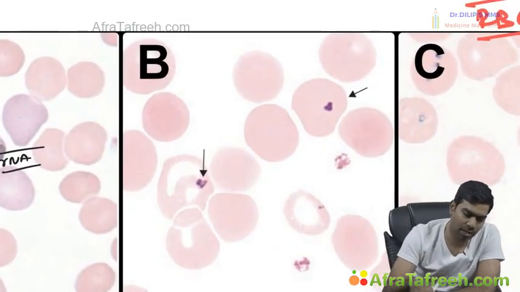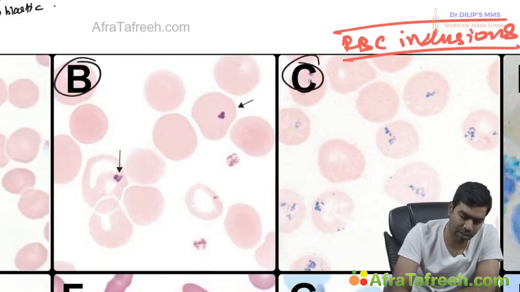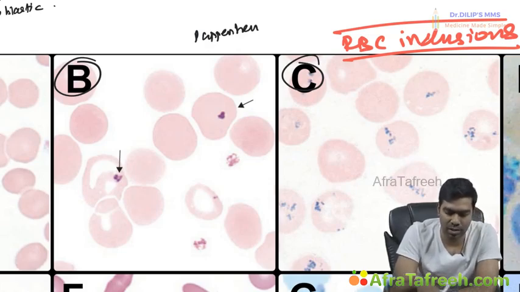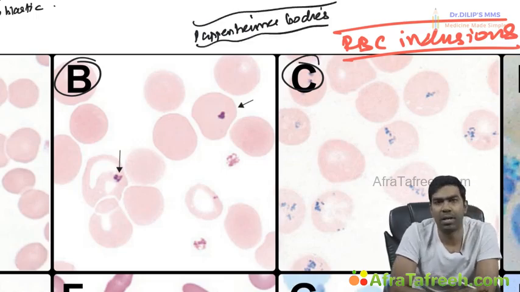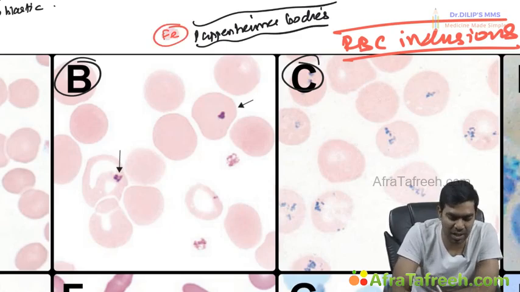Then if you ask me what these are, B and C together we can discuss. These are nothing but the Pappenheimer bodies. These Pappenheimer bodies are also called siderophilic granules. What is the content of the Pappenheimer bodies? It is nothing but iron. Iron is the content. This is nothing but the unused iron.